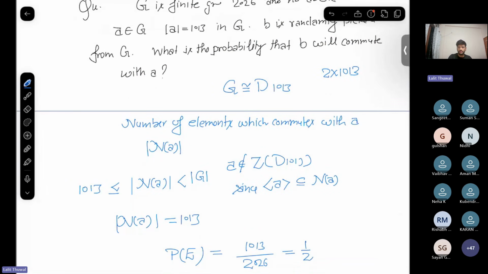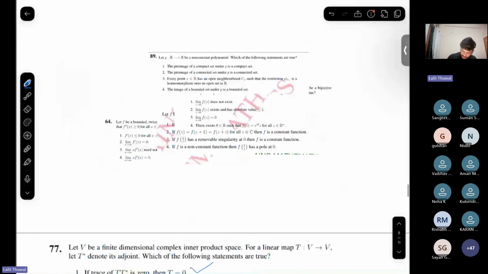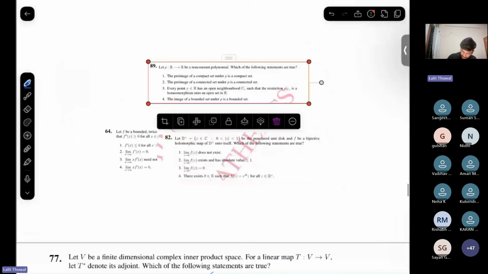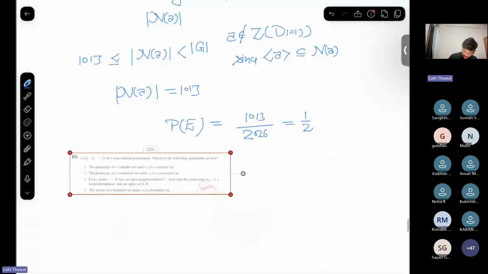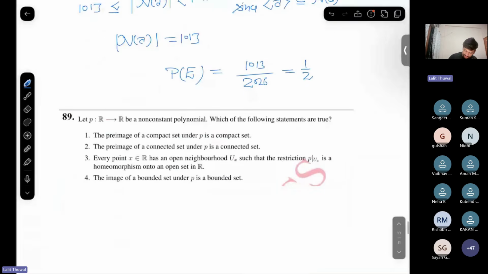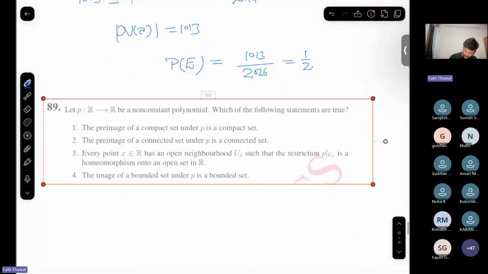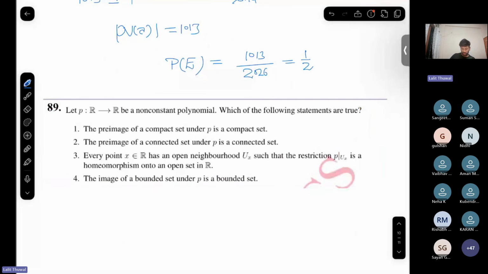Any questions? No questions? Okay. So let us pick another one. This one. Okay, a topological question. So raise your hand. Try to solve it. Raise your hand. Okay, I would like to see how many of you can do it.